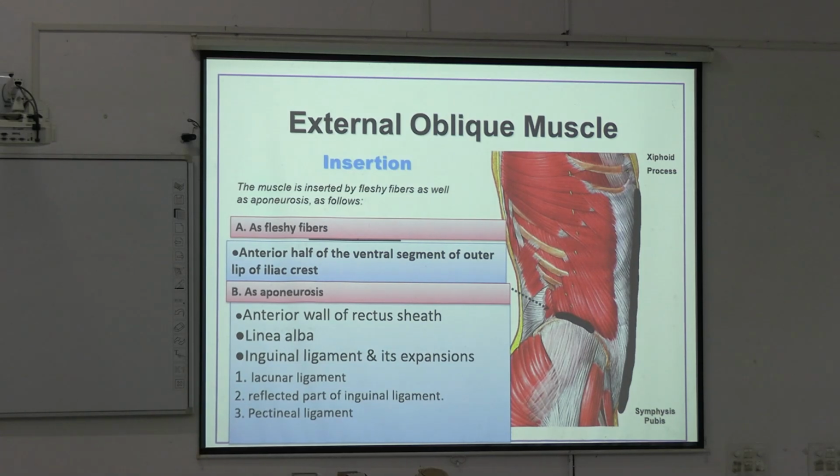I am drawing this area bigger. That is the symphysis pubis, this is the pubic crest, and it is the pubic tubercle. So the aponeurosis of the external oblique is attached here, and it forms the inguinal ligament here.